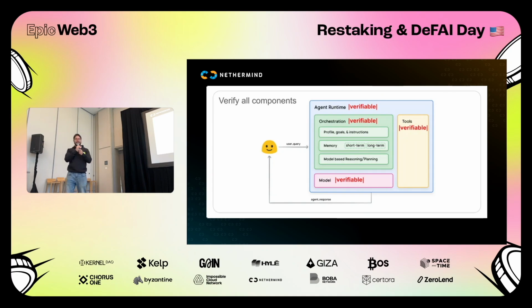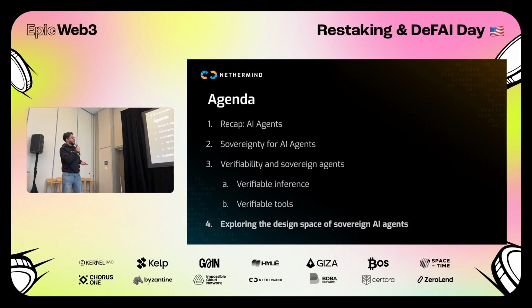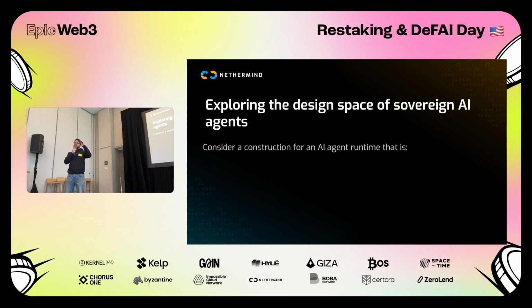And this is precisely the problem we want to address, and what I'm highlighting as exploring the design space of sovereign AI agents. So we've talked about all of these pieces, but we haven't talked about the glue that holds everything together. Let's try to push the envelope and get as close as possible to the gold standard of full decentralization and permissionlessness. Consider a construction for an AI engine runtime itself that has all of these properties.